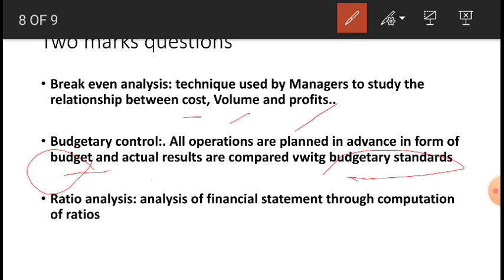Okay, last is ratio analysis. Let me tell you, students, ratio analysis was in one chapter of accountancy, but they have cancelled it for you all. So what is ratio analysis? It is analysis of financial statements. Financial statements, what should come to your mind? It should be profit and loss account and balance sheet, through computation of ratios.